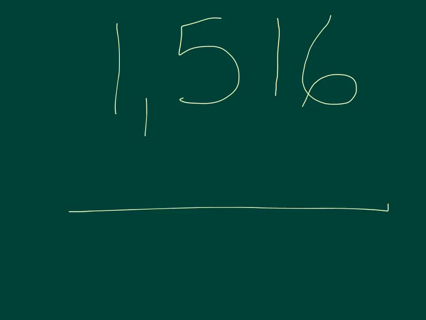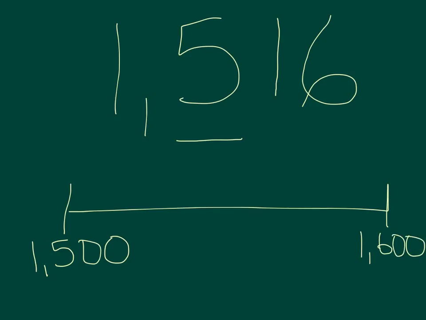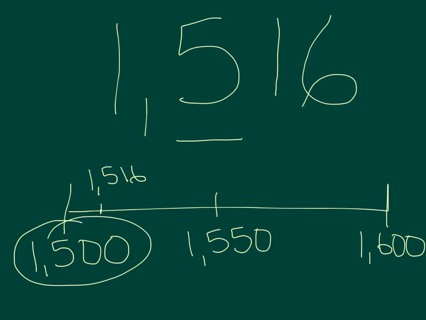Well, we have the same rules as we always had. If I had a number line, I'm going to look at my hundreds place, which is a 5. So the 100 to the left of my number line is not just 500, but it's 1,500. If I added 100 to the 1,500, I would get 1,600, which goes to the right of my number line. The number that comes in the middle, 1,550. And if I place 1,516 on my number line, it's going to be somewhere around here. So I would round down to 1,500.